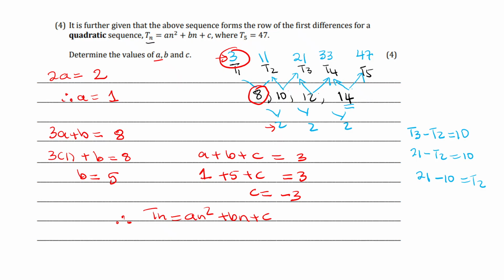So where A is just 1, this will be n squared plus 5n minus 3. So this is your Tn. If this is your Tn, we know that the value of A is 1, the value of B is 5, and the value of C is minus 3. Then you'll have your 4 marks.